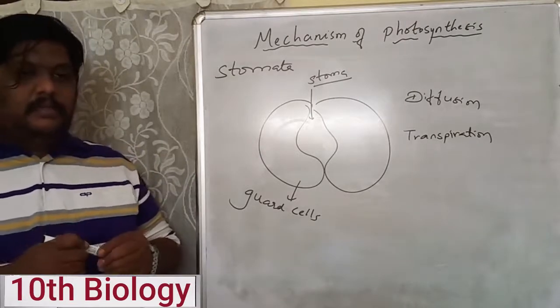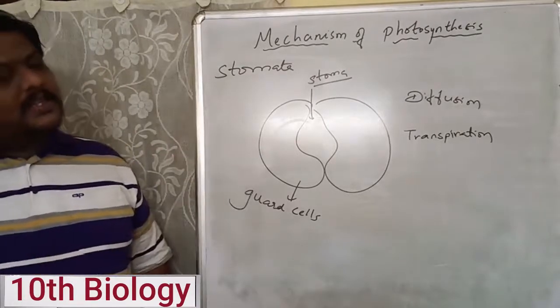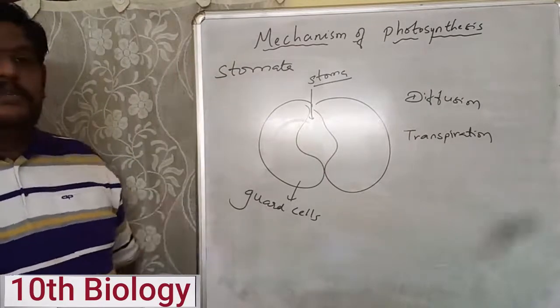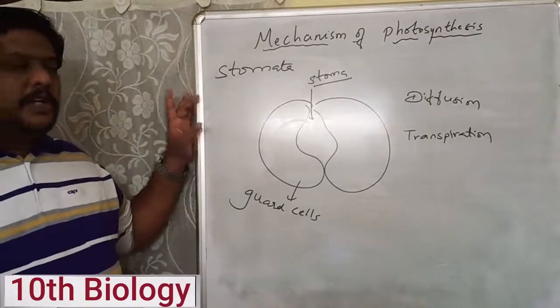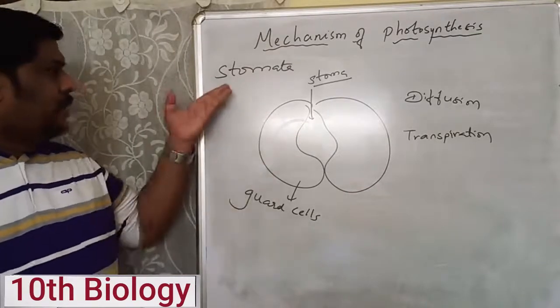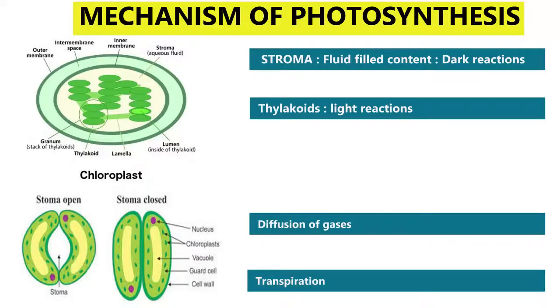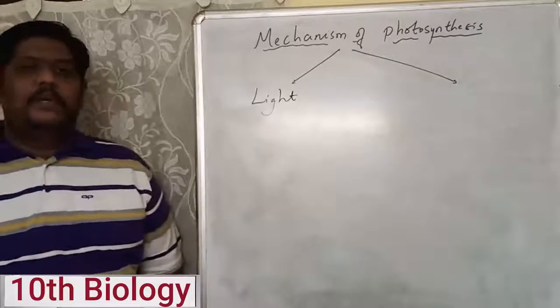Is it clear? Stomata and chloroplast are the two very important organelles which you are studying about, especially in the mechanism of photosynthesis. Chloroplasts are responsible for the process of photosynthesis, and stomata are responsible for the diffusion of gases like carbon dioxide. Also, when food synthesis takes place in the chloroplast, the oxygen is liberated outside. That has to come through the stomata itself, and stomata are also responsible for the process of transpiration.